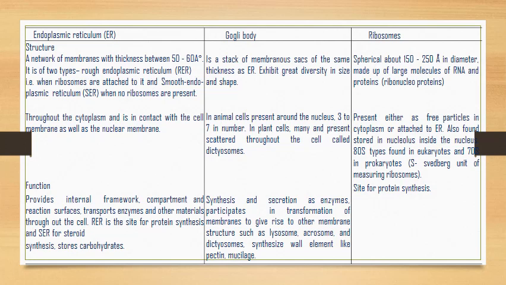Difference between endoplasmic reticulum, Golgi bodies and ribosomes. ER is a network of membrane with thickness between 50 to 60 angstrom. It is of two types: rough endoplasmic reticulum, where ribosomes are attached to it, and smooth endoplasmic reticulum, where no ribosomes are present. It is throughout the cytoplasm and is in contact with the cell membrane as well as the nuclear membrane. Function: provides internal framework, compartments and reaction surfaces.